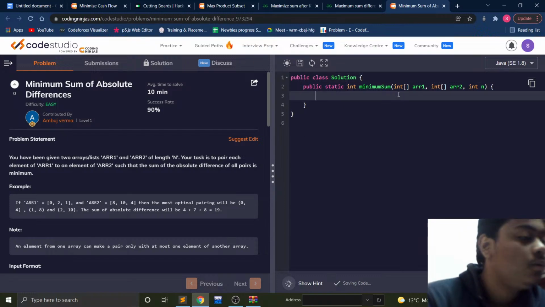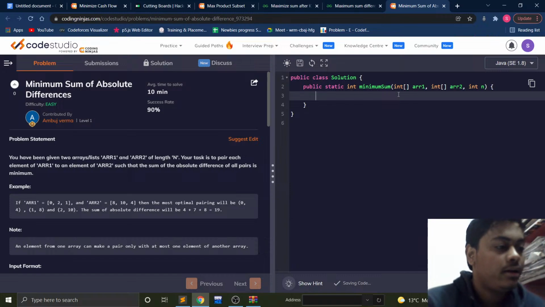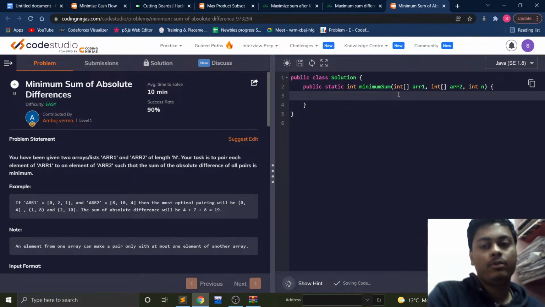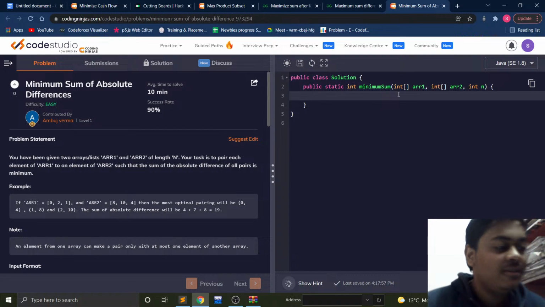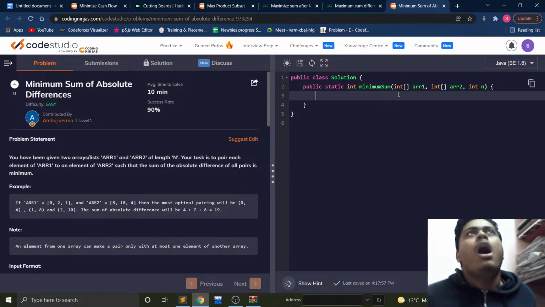You have been given 2 arrays, array 1 and array 2, of length n. Your task is to pair each element of array 1 to an element of array 2, such that the sum of the absolute difference of all pairs is minimum. The first thought which came in my mind is, just sort and you're done. I guess sorting and pairing is best.